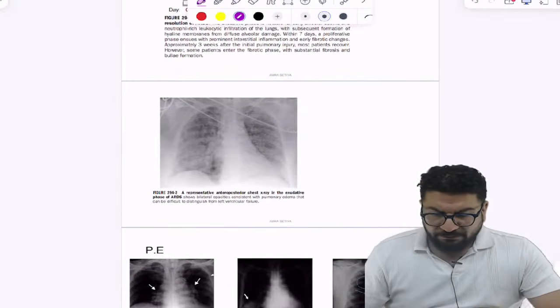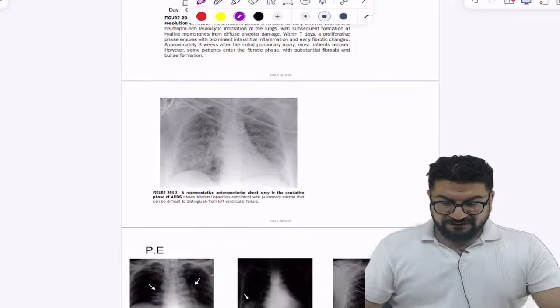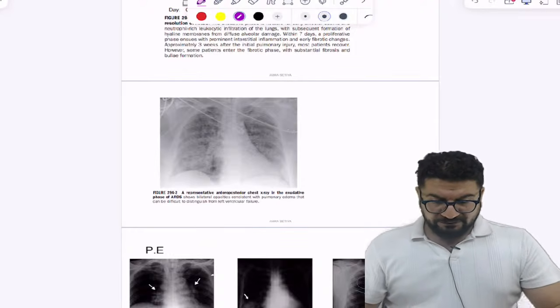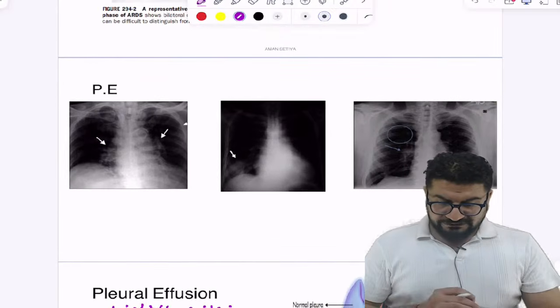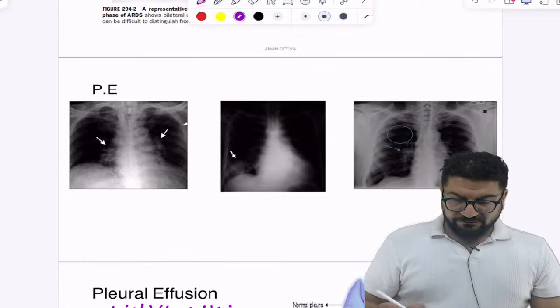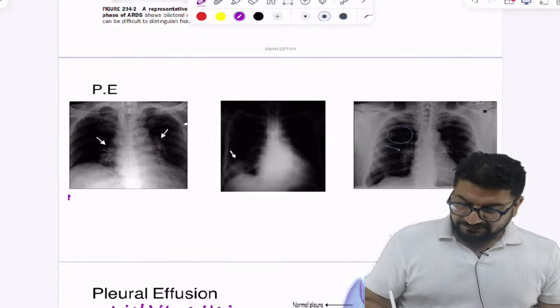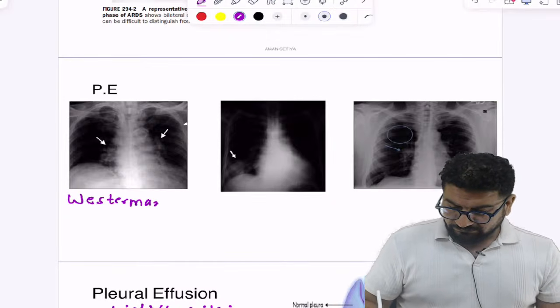Okay, now what else do they ask? They ask questions on pulmonary embolism. We have certain X-ray findings in pulmonary embolism. What are these X-ray findings? Look at this first. You can see these arrows pointing down. We can see focal oligemia, we call this Westermarck sign.